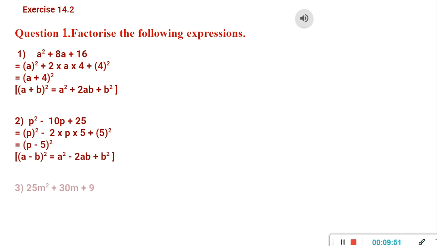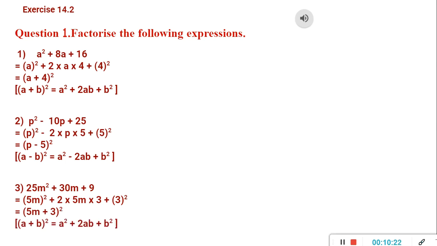Okay. Now third one, 25m square plus 30m plus 9. Here also three terms are there, so we see whether any two terms are perfect squares. First one, 25m square, yes, this is the square of 5m, right? 9 is the square of 3. So this is also in the form of a plus b whole square. That is equal to 5m whole square plus 2 into 5m into 3 plus 3 square, that means 5m plus 3 whole square, that is equal to 5m plus 3 into 5m plus 3.